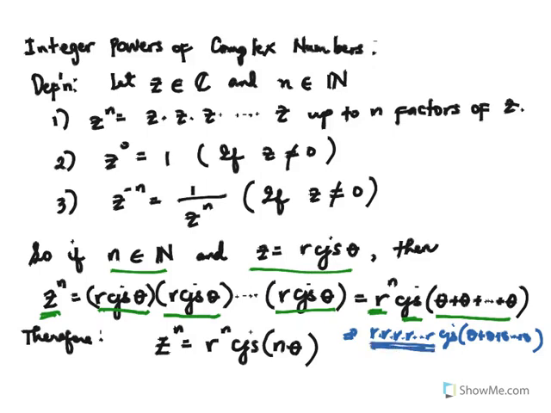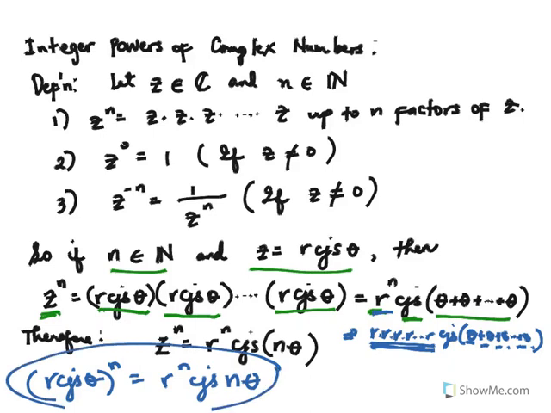So, etong r times r times r times r magiging r raised to n. And then yung theta plus theta plus theta plus theta and so on magiging n times theta. And so, if you raise z to the power of n, that's equal to r raised to n CJS n theta. Or, we can write this as r CJS theta raised to n is equal to r raised to n CJS n times theta. This is now what you call the Moivre's theorem.